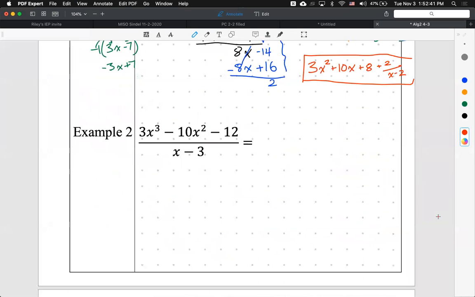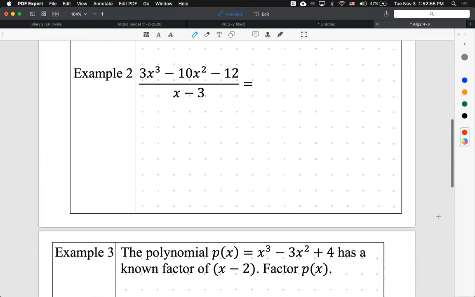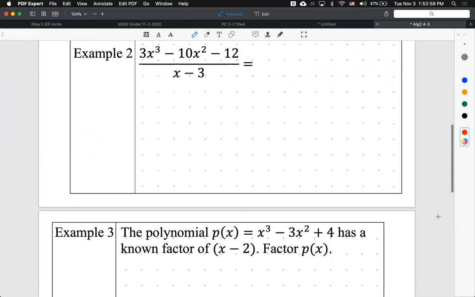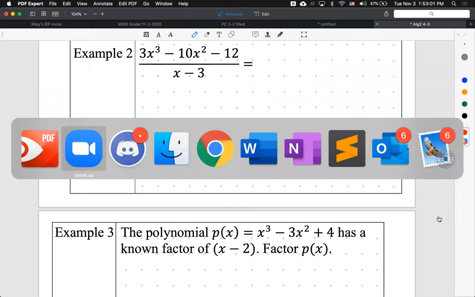You guys right now, I want you to try example 2. If you do not have notes, grab some paper and try example 2. You get to choose if you like long division or synthetic division. In about 2 minutes, we're going to come and reconvene and try example 2 as a class. I will leave example 3 up if you want to think about it. We'll be back.